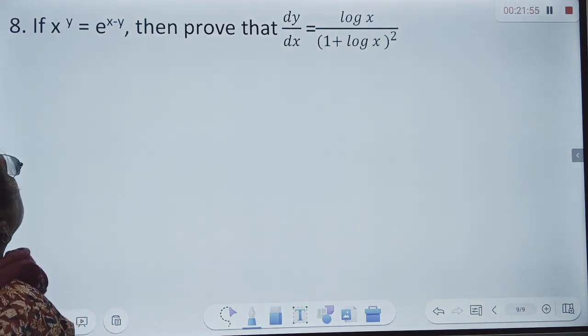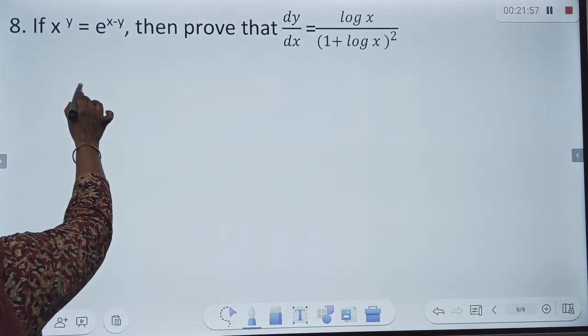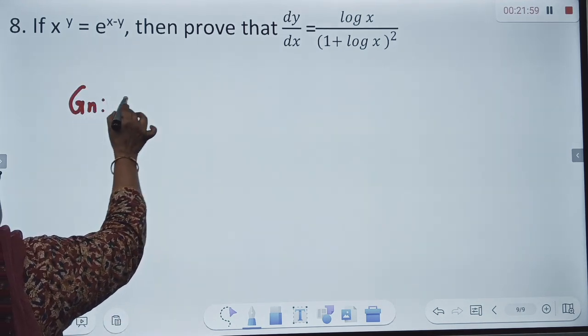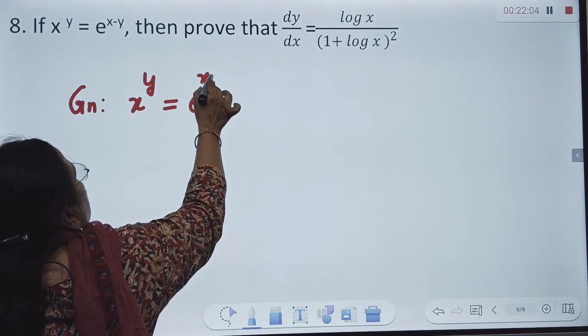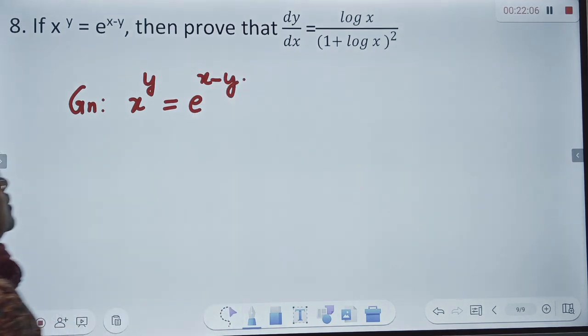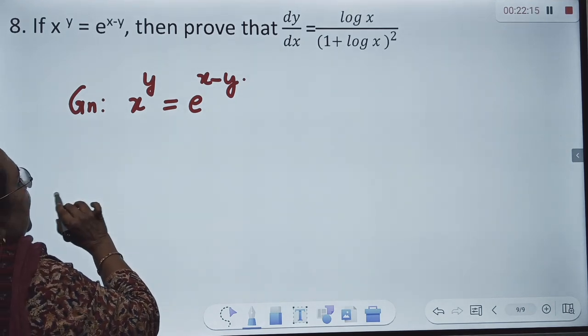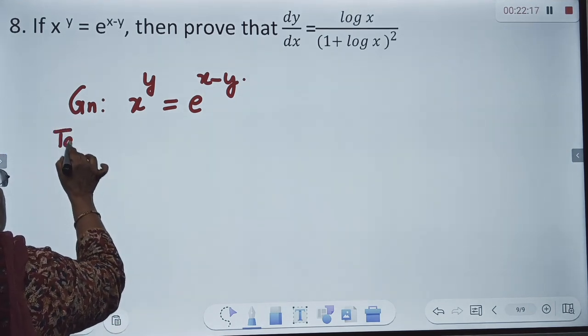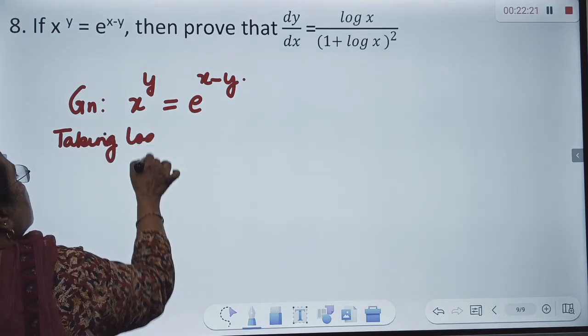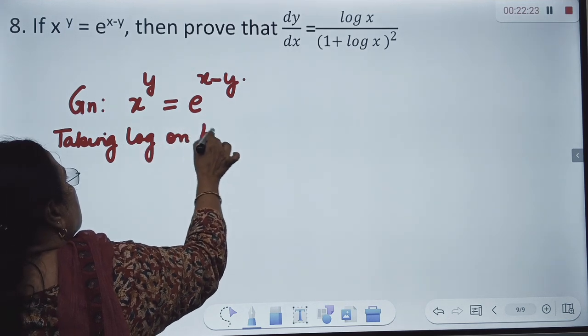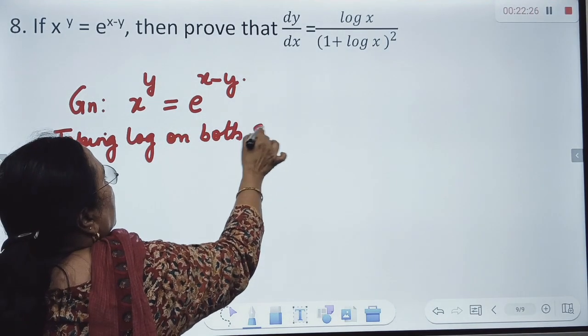Now, you are given x power y. Look at this problem. You are given x power y is equal to e power x minus y. And you have to find dy by dx, and in fact prove that it is equal to log x by 1 plus log x the whole square. So now I am going to take log on both sides.